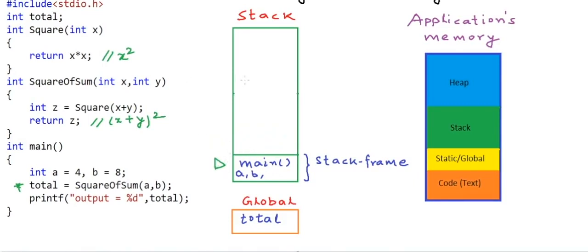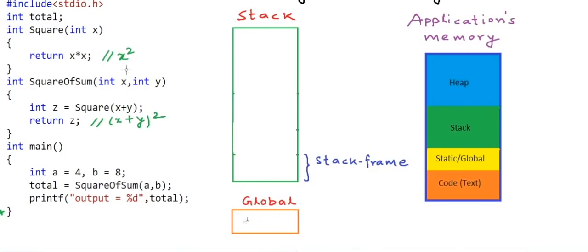Now main will call printf. So once again printf will go to the top of the stack. Printf will finish and the control will come back again to main, and now main will finish. And when main finishes, program will also finish. So in the end our global variables will also get cleared.